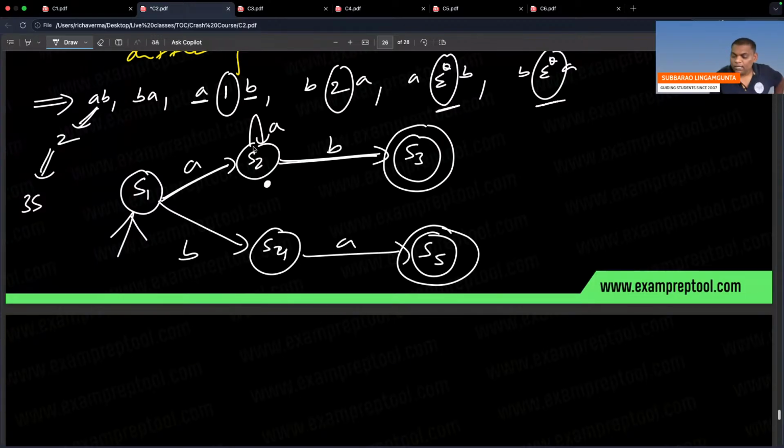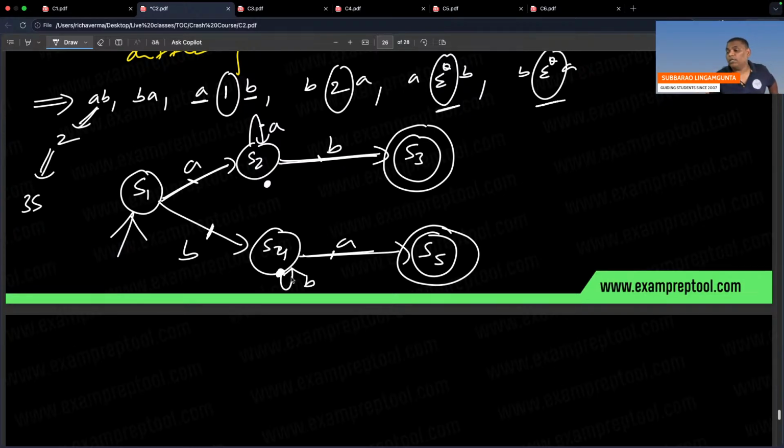Next one, S4, saying that it starts with B, afterwards ends with A. In between, any number of B is no problem because it is a DFA, already A there. So I have to write only B. So on the S1 state, A completed, B completed. On the S2 state, A completed, B completed. On the S4 state, A completed, B completed.